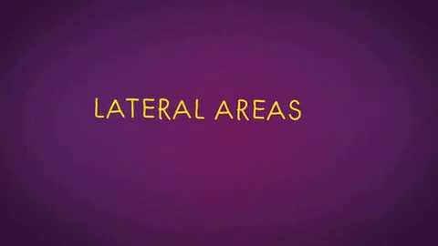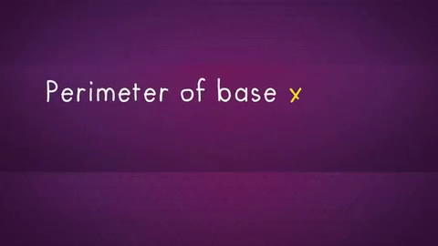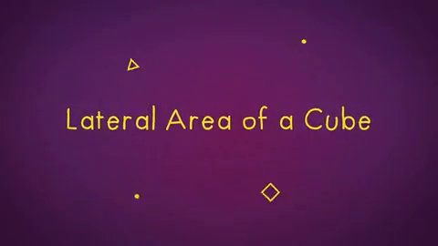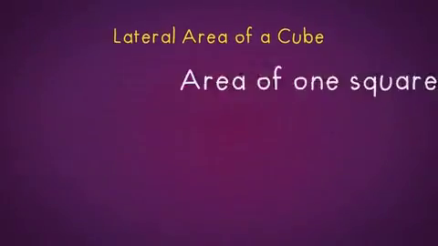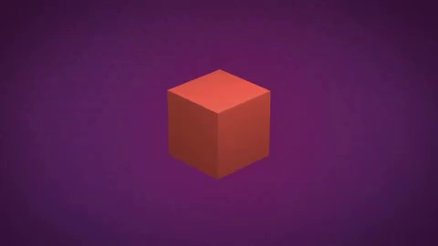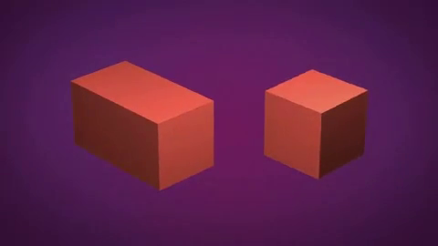Now let's recap. There are handy formulas to help you calculate the lateral area of cubes and cuboids. Take the perimeter of the base and multiply it by the height. For cubes only, not cuboids, you can instead take the area of one of the cube's faces and multiply it by 4. Adding the area of the base and top of the cube or cuboid to the lateral area gives you the total surface area of the cube or cuboid.